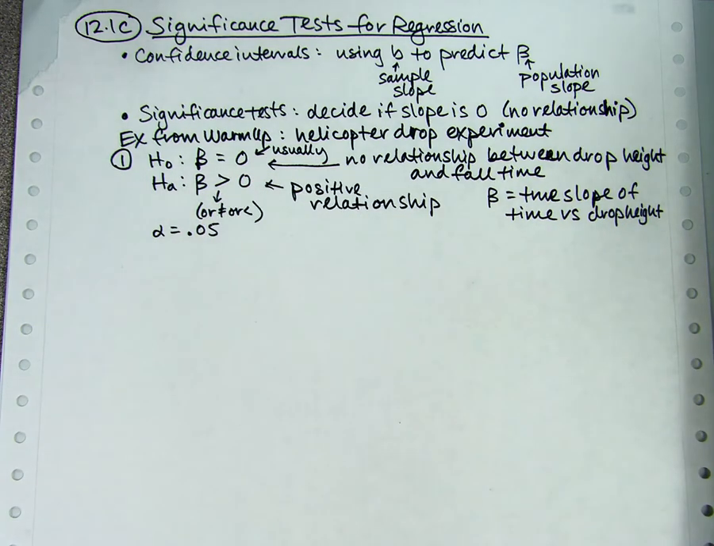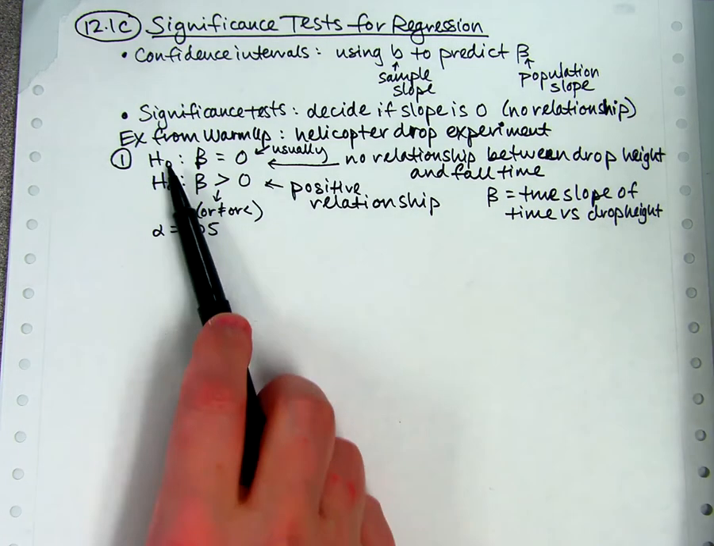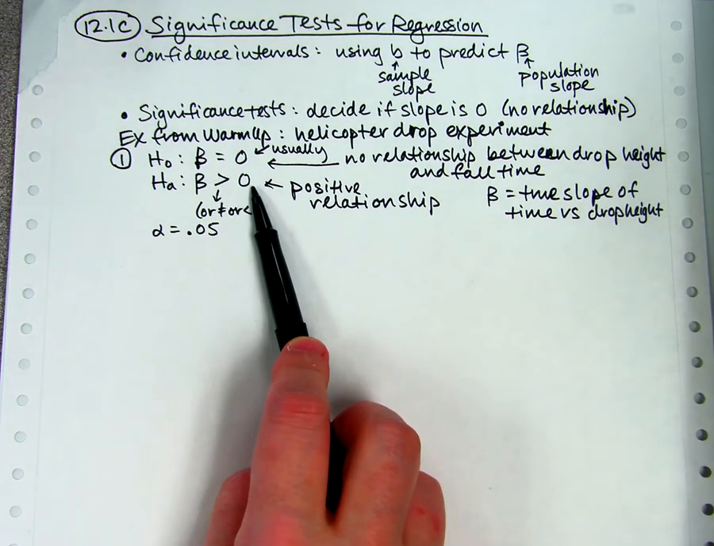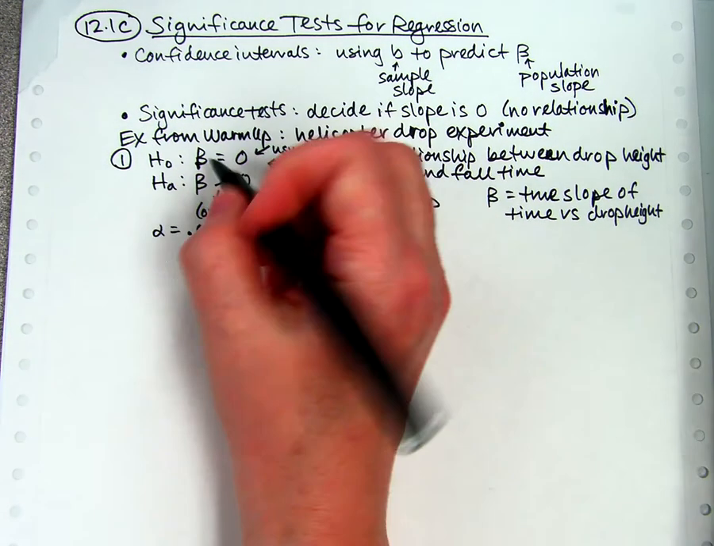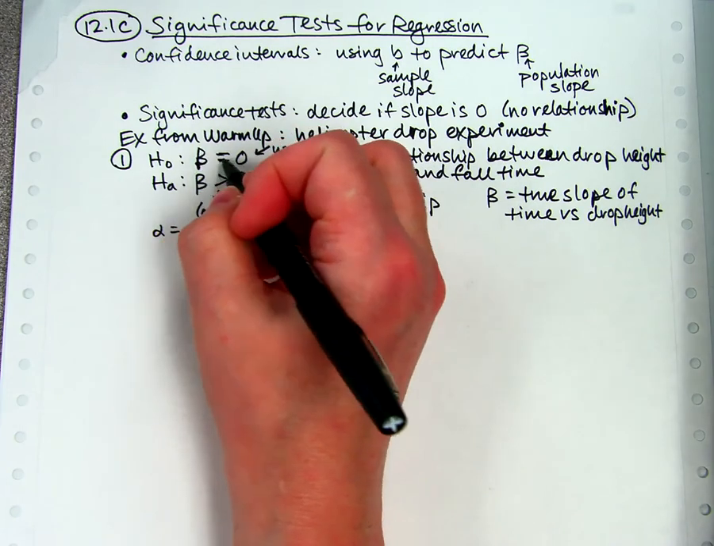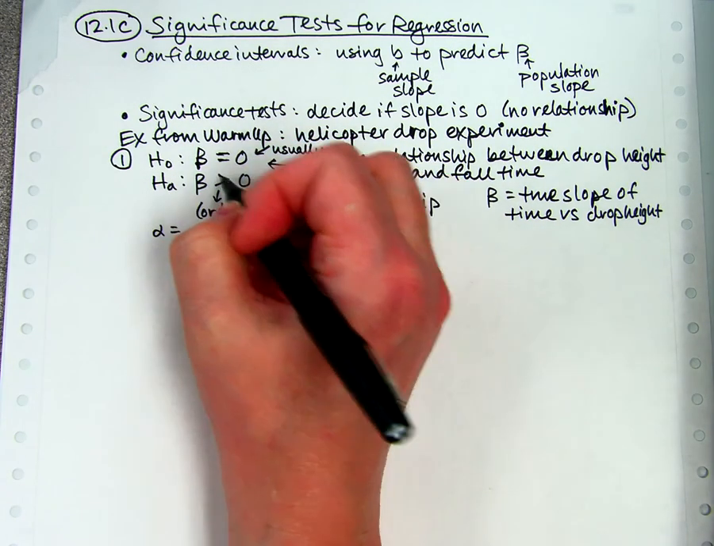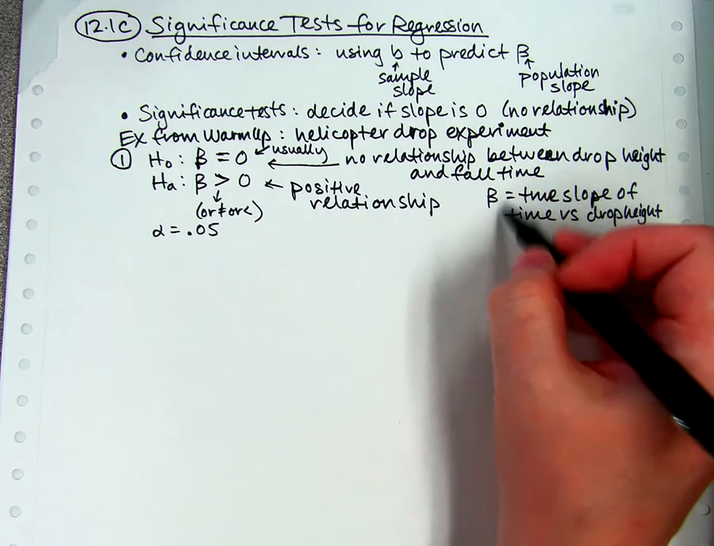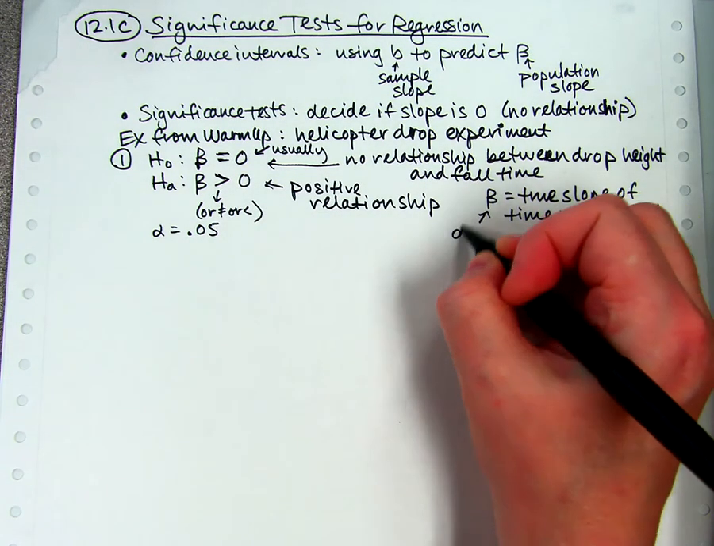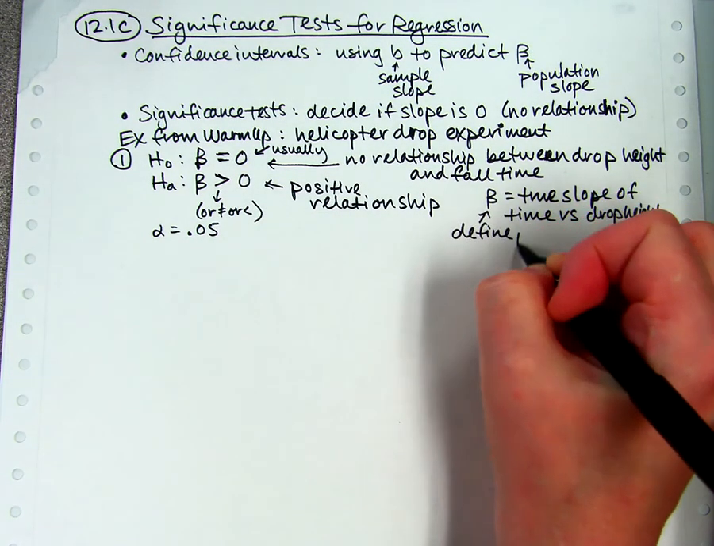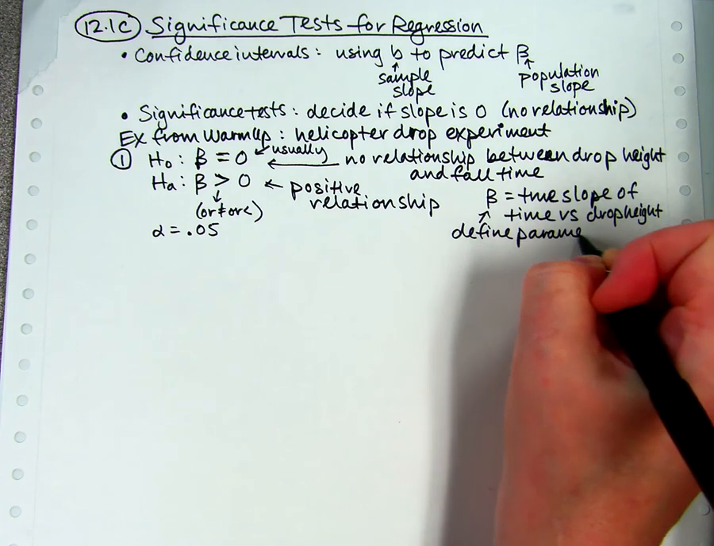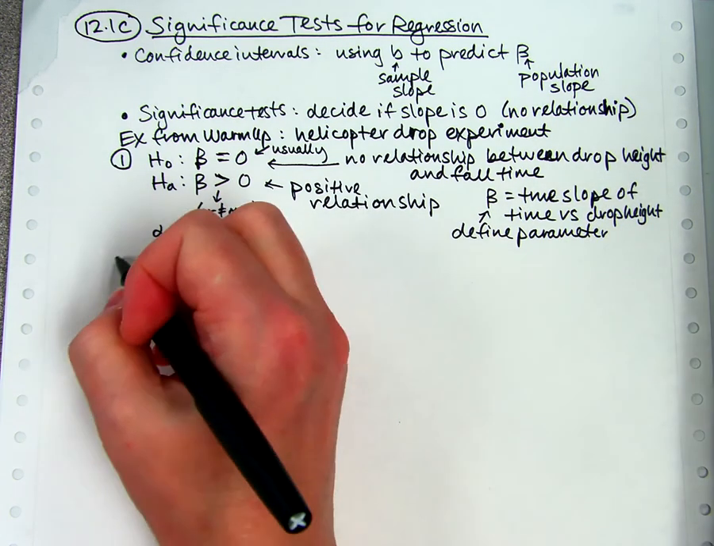So all of that is the same type of stuff we normally have been doing, except in chapter 11 we were writing this all out in words, and now we're back to using symbols again. So the symbol is your parameter, equals for the null, and greater than, less than, or not equals for the alternate, and then don't forget to define your parameter.